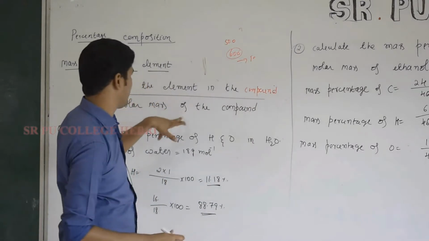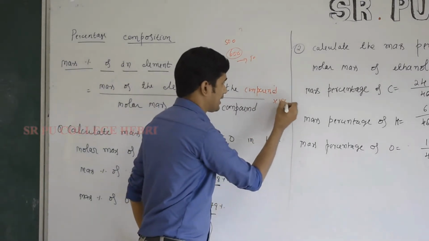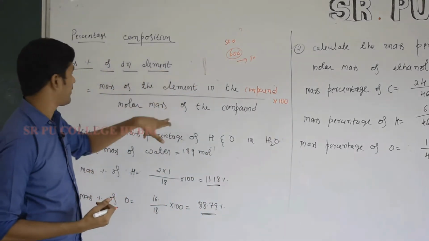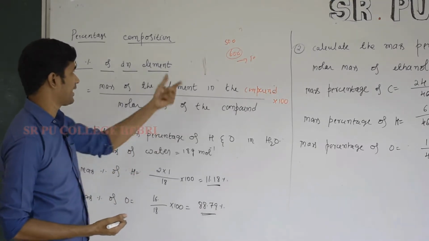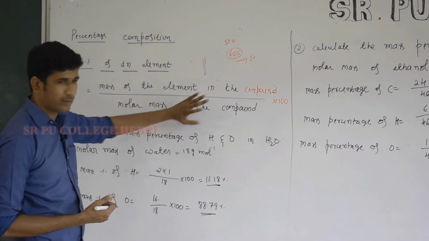Mass of the element in the compound divided by molar mass of the compound into 100. This is the formula. Understood? This is your formula. How do you calculate marks in a percentage? Obtained marks divided by total marks into 100.